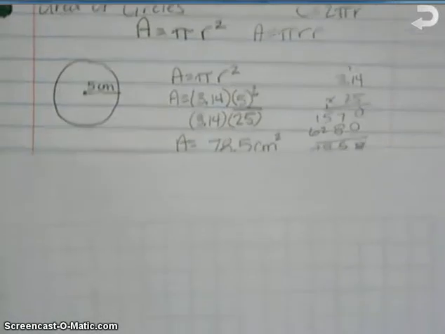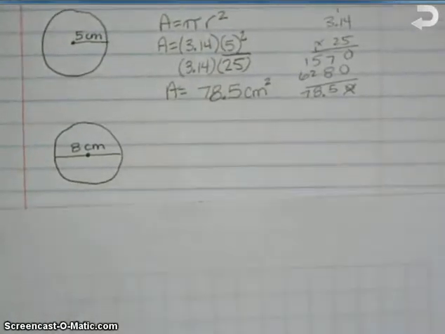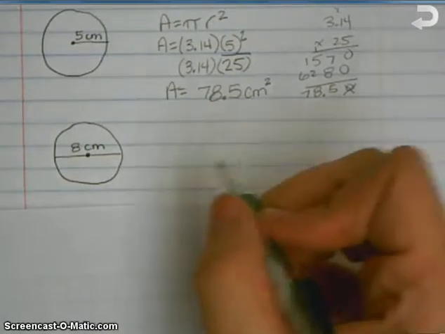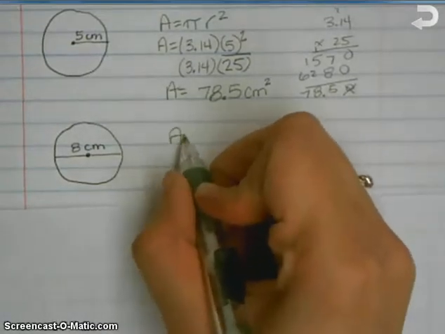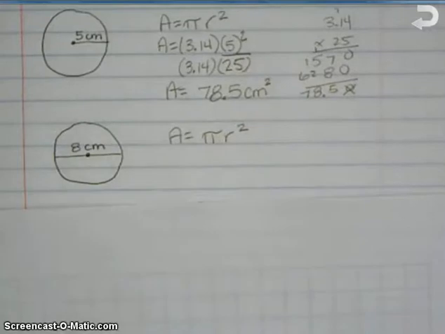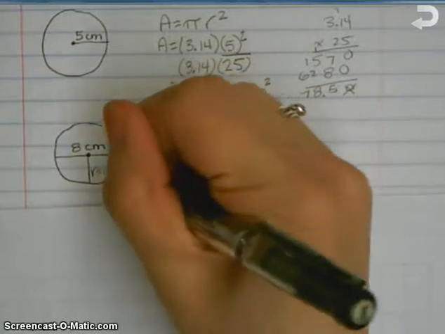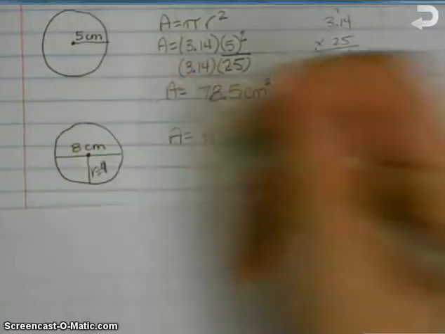Okay, so the second example, what happens if they give me the diameter now? It's not like circumference where they have 2 different formulas. I still have to use the exact same formula. Area equals pi times radius squared. So before I can do anything, I have to change the diameter to the radius. So the radius, if the diameter is 8, the radius is 4.